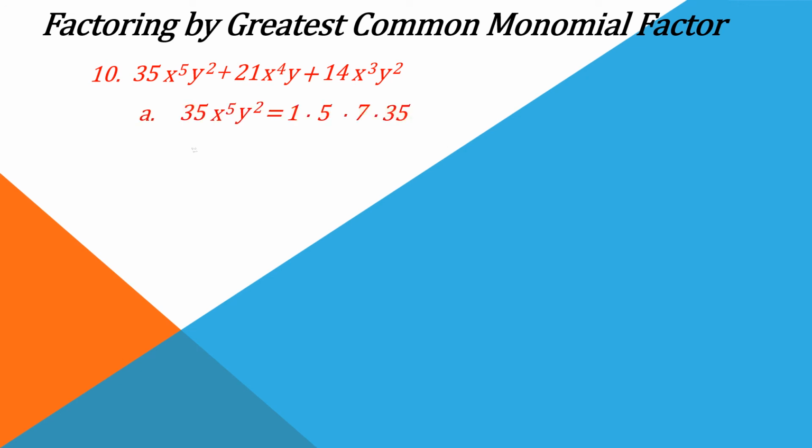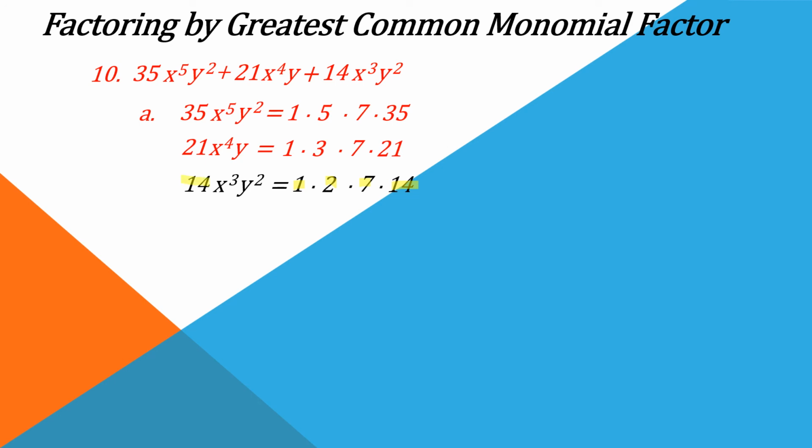And for the next term, 21x to the fourth y, the factors are 1, 3, 7, and 21. So it means 1 multiplied by 21 and 3 multiplied by 7 are both equal to 21. And for the last term, 14x cubed y squared, the factors are 1, 2, 7, and 14. It means 1 multiplied by 14 and 2 multiplied by 7 are all equal to 14.